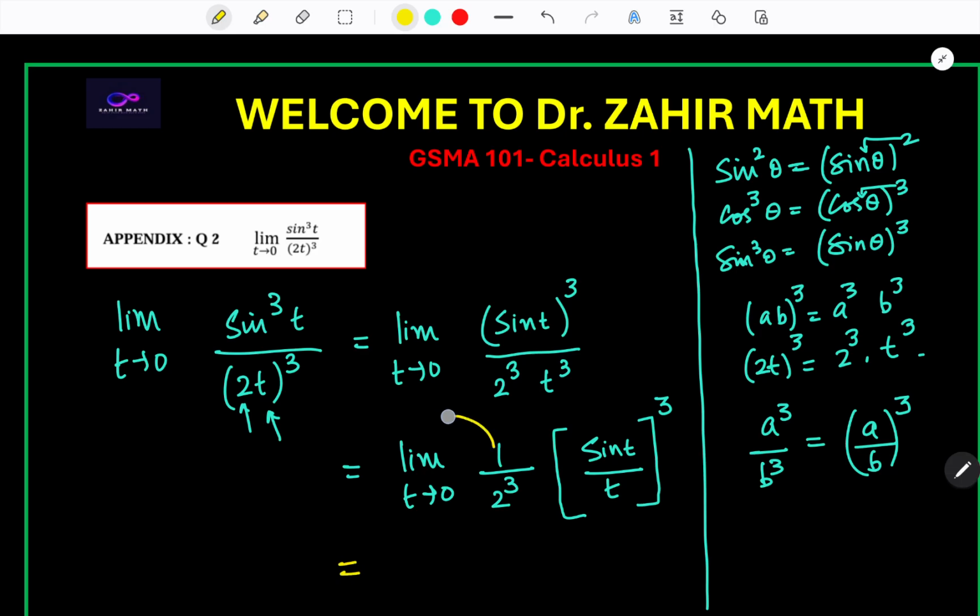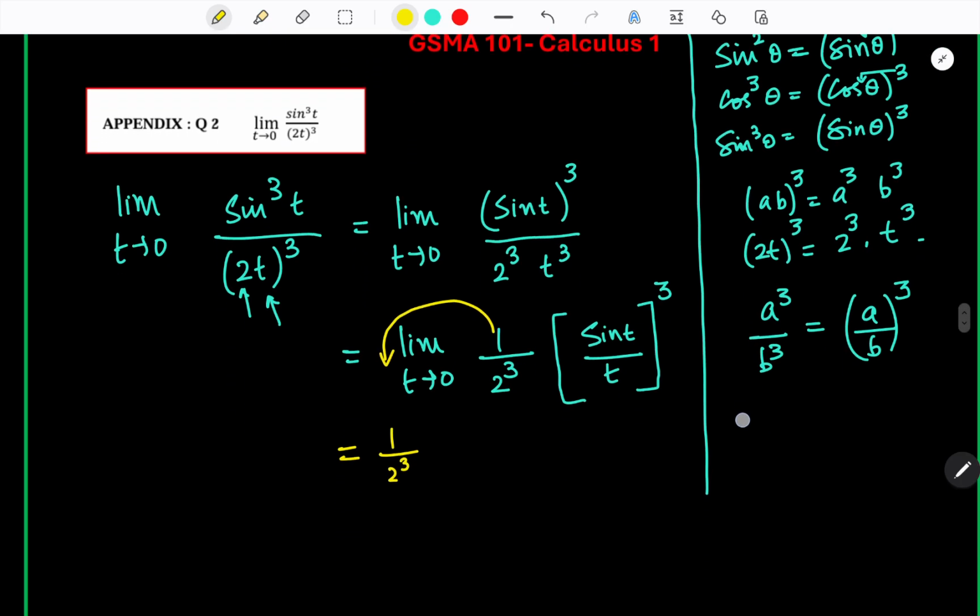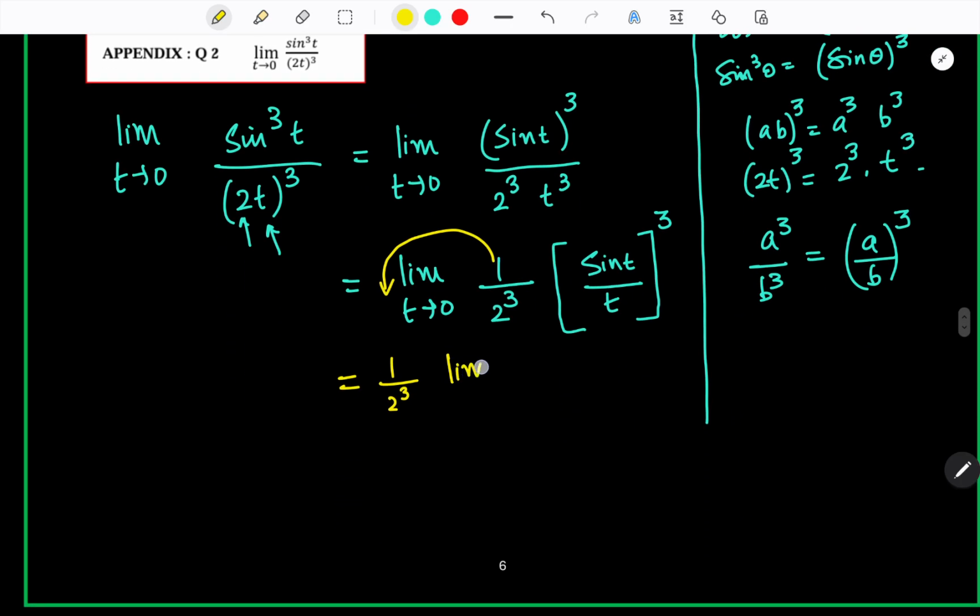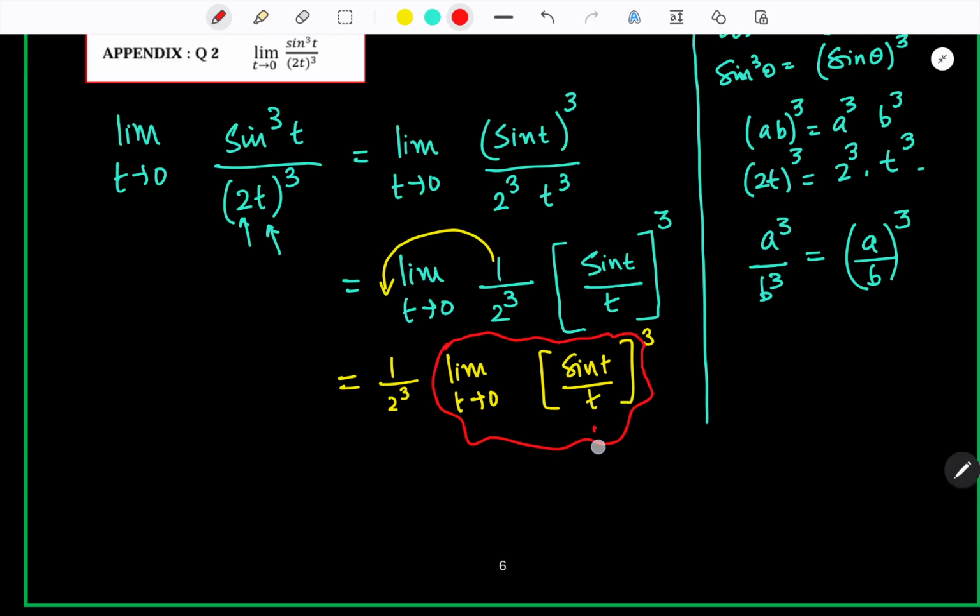This equals, this (1/2)^3 will come out. And then limit t goes to 0 of (sin t over t) to the power of 3. What is limit t goes to 0 of sin t over t? Just now we studied, which is equal to 1. So this equals (1/2)^3 times 1, which is 1 by 8.